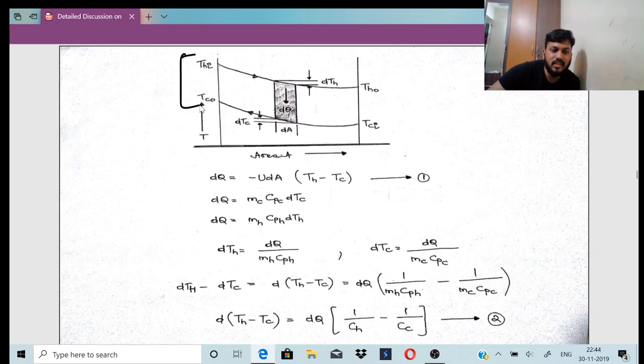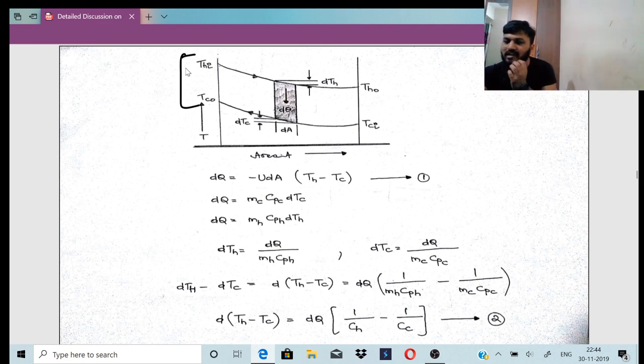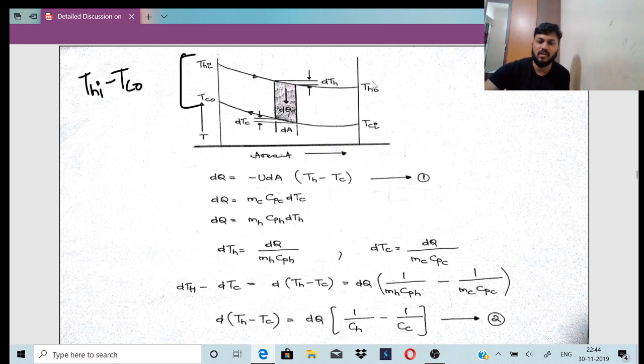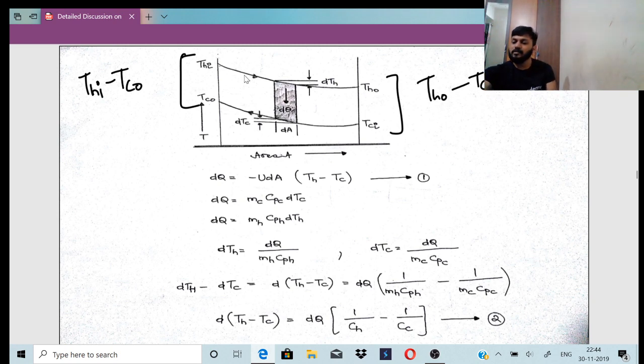So here you can see what we were having in parallel flow. We were having THI minus TCI, right? But in counter flow we have THI minus TC naught, and on this side we have TH naught minus TCI, right? In the parallel flow both were inlet and both were outlet.